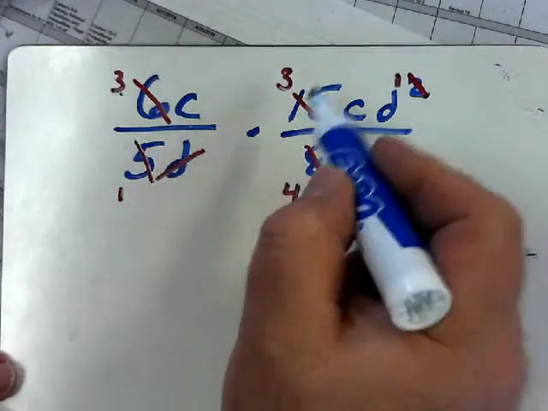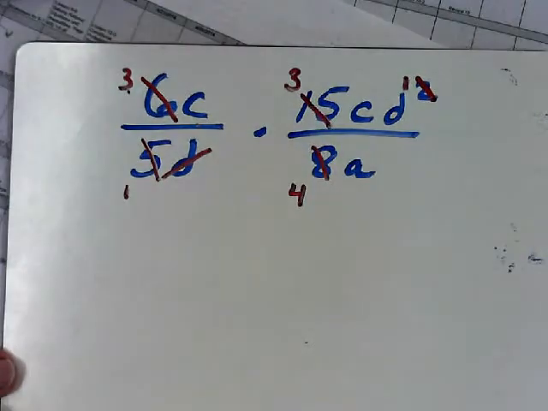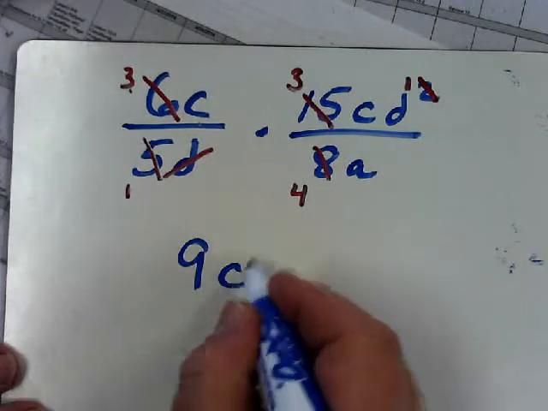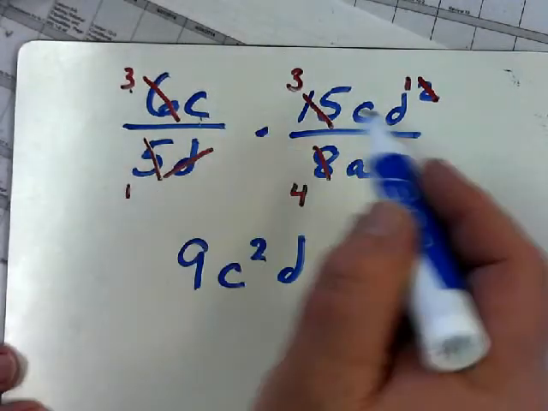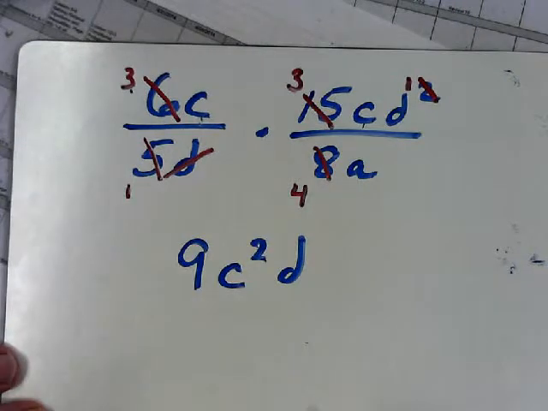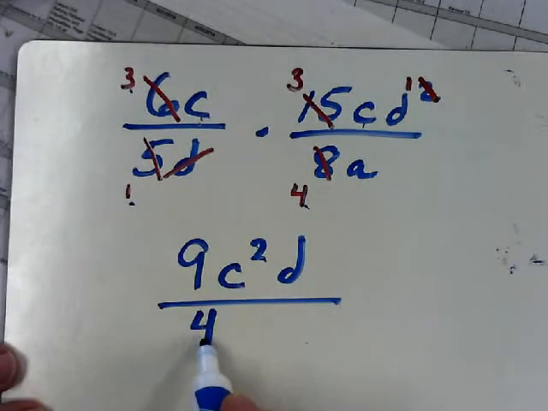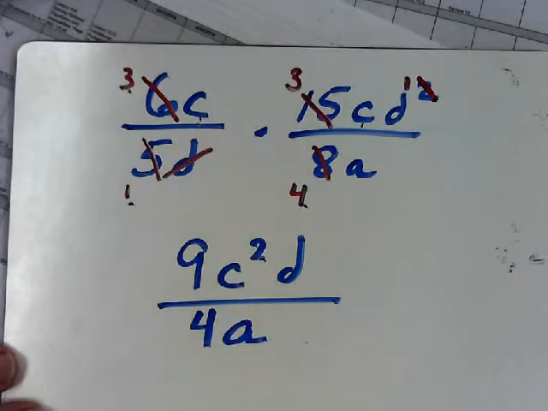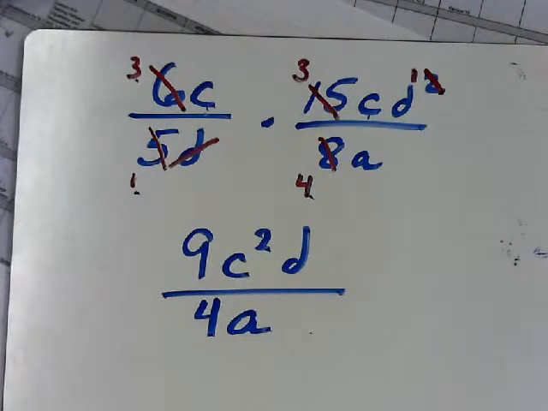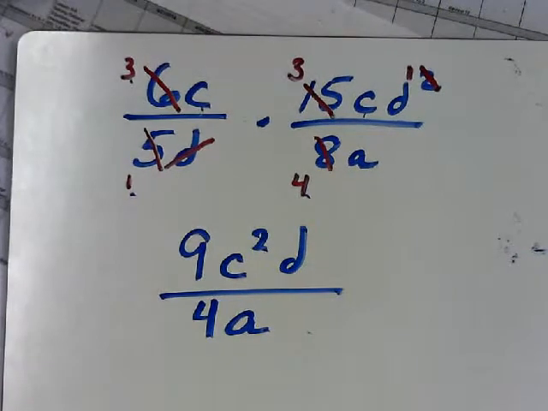So take this numerator value times this numerator value. I'd have a 9c squared d, because c times c is c squared, and d times nothing else is going to leave me that d to the first. Over 4, since 1 times 4 is 4, and an a. That's it. Wasn't too terribly bad, now was it?